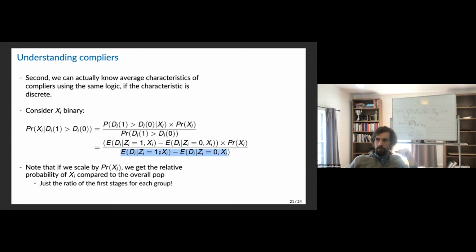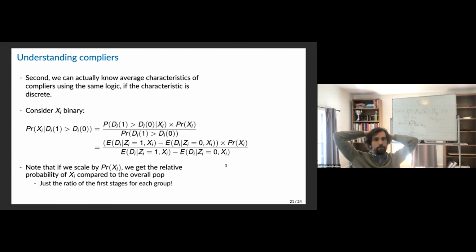Oh, this is a typo. This should not have an X in it. These should not have X's here in the denominator. This should just be the overall. Because then, if we compare the probability of X conditional on being a complier, scaled by the probability of X, that's literally just the ratio of the first stage coefficients. If you take the first stage coefficient for X equals one and compare it to the overall, that'll be the relative difference in how much, say, men are in the complier group versus the overall distribution. Does that make sense?